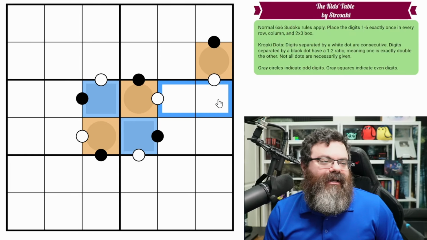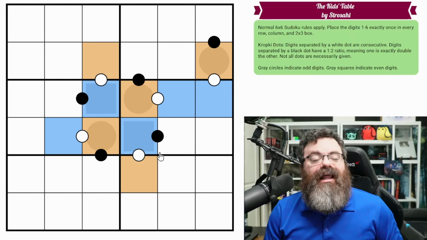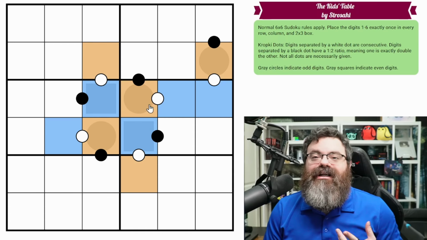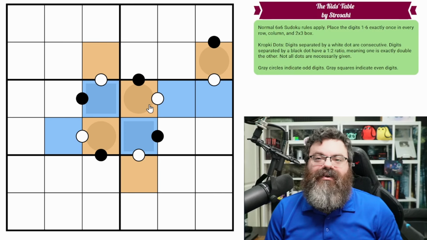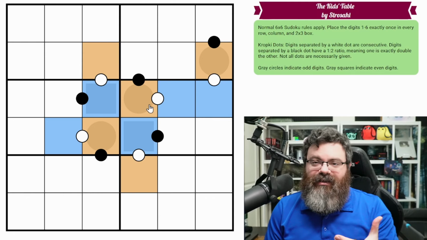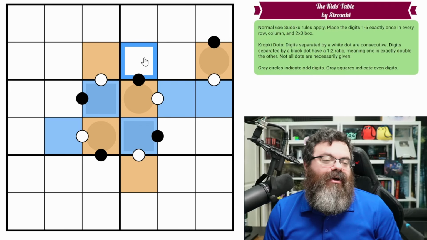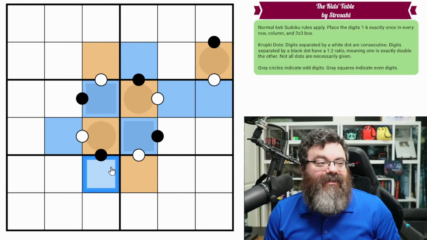So across here and here and here, we have an even. And then across here, we have an odd, and across here, we have an odd. Now, a black dot must always contain at least one even because we're doubling a number. And so the bigger number is always even. The bigger number is always 2, 4, or 6. The smaller number can be 1, 2, or 3. And so we always have an even. So this has an odd on it already, so this must be even. This has an odd on already, so that must be even.